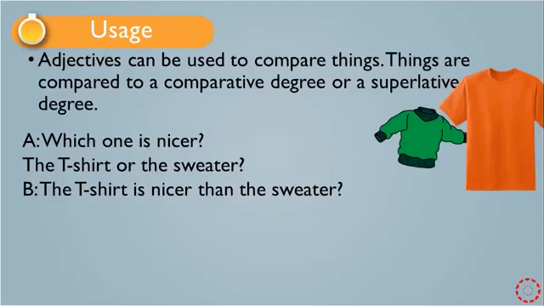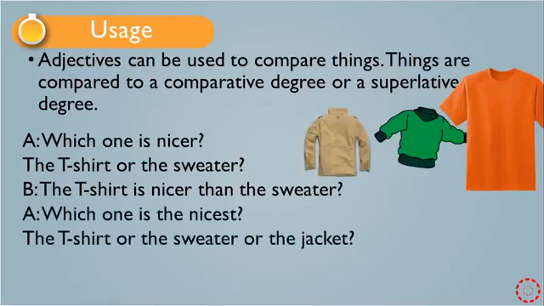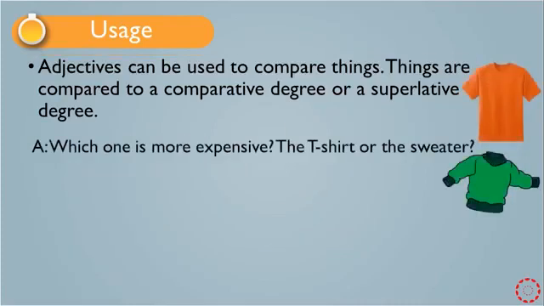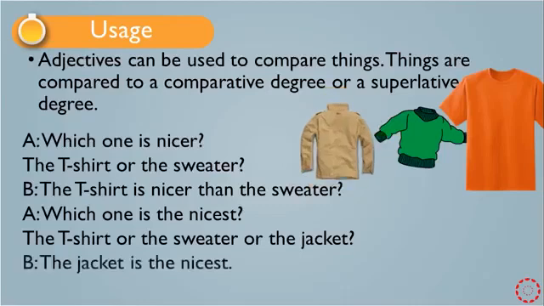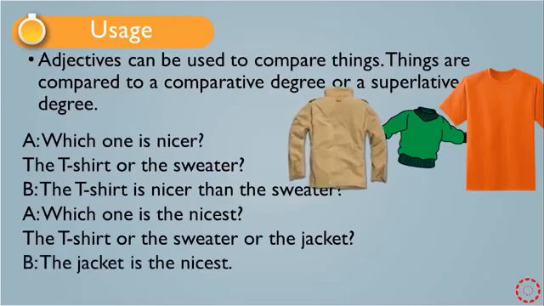Okay. Which one is the nicest? When we have three things or more than two things, we should compare like this. Which one is the nicest? The t-shirt or the sweater or the jacket? The jacket is the nicest.